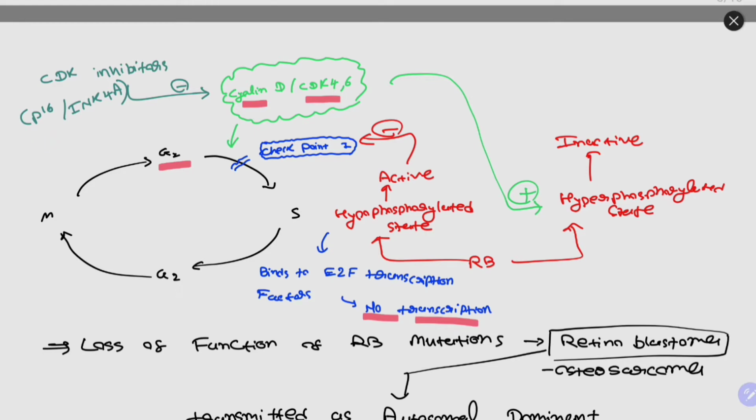And there are CDK inhibitors, P16 and INK4A. These inhibit cyclin D and CDK4 and CDK6. What do these CDK inhibitors do? As they inhibit these, hyperphosphorylation of RB is not possible. So RB stays in the hypophosphorylated, active state, and it inhibits the cell cycle.